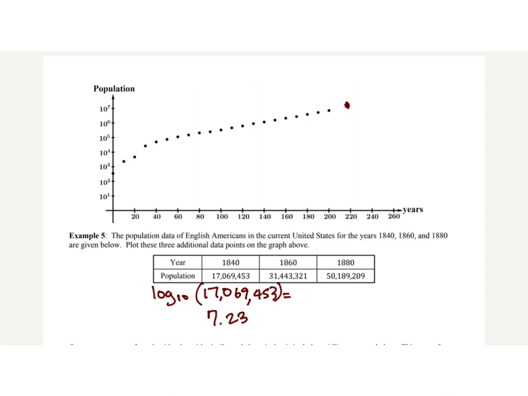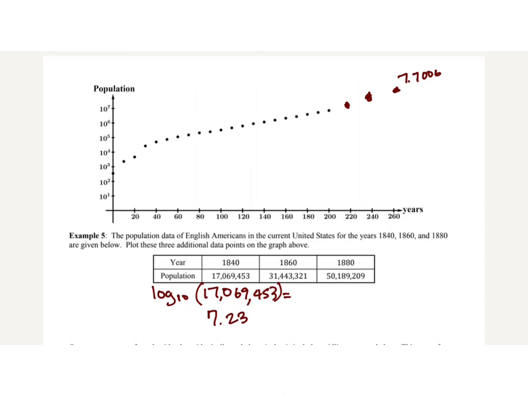At 1860, I got 7.497. Yeah. So that was up a little higher. 7.7006. So because we have these absolute perfect points here, let's try to work this backwards, since we have better ideas of what these numbers are than we did on these other ones.